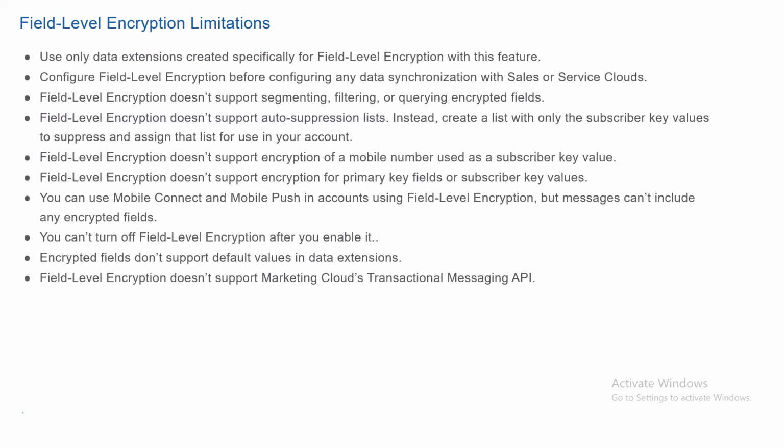The next restriction is that you can't use an auto suppression list. If you know about the auto suppression list, it is mainly used to suppress customers at the enterprise level, and it works on the enterprise level, email address level. So we can't use the auto suppression list. At the same time, if you're using a subscriber key as a mobile number and want to encrypt the mobile number, that's also not possible.